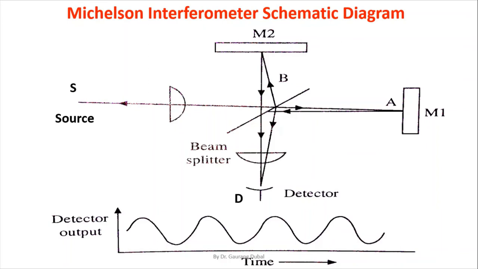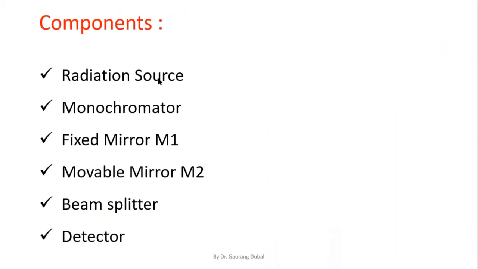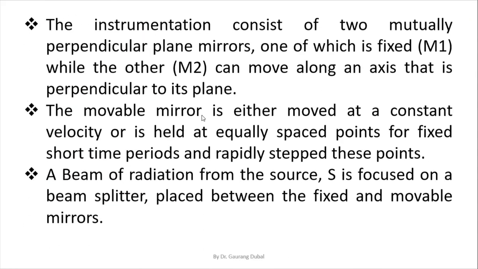Now we are going to see the details about the Michelson interferometer. The components we have already seen, as I told: the source of radiation is there, the monochromator is there, the fixed mirror is M1. So humne jo fixed mirror hai usko M1 define kiya hai, movable mirror ko humne M2 define kiya hai. The beam splitter you know very well, it is in the center, and the detector is detecting the interferogram, that means the wavelengths, right? Next, the working pathway, how it's working. As I told, explain humne kar diya hai, lekin isko detail mein dekhenge.